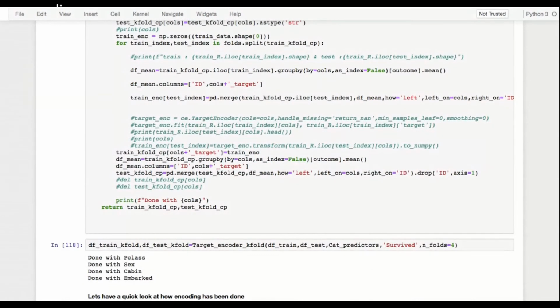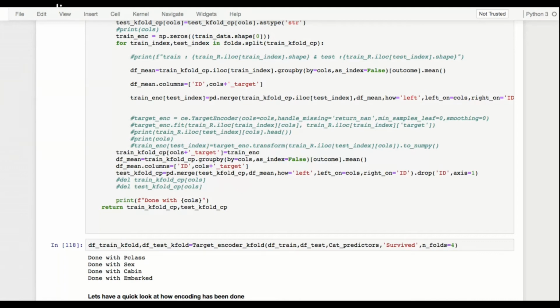Edge cases are, suppose there is a category in the training data set which has only one observation, right? If you are using a simple target encoding, it might just use that observation and encode it, but that might lead to overfitting. So essentially, what this code does is, if it finds such categories, it gives them a not a number or 0 essentially.